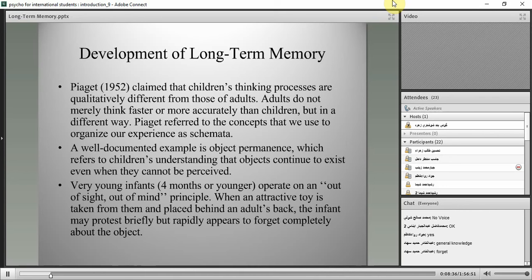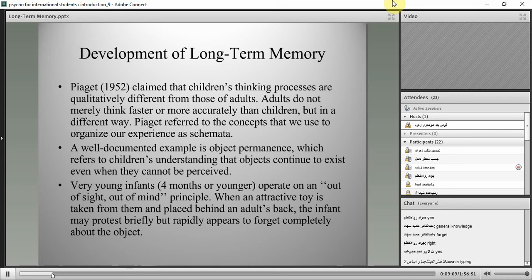So I believe you have experienced this as an adult, right? Especially moms and dads. For example, you show the bunch of your keys, and they want to grasp it. The infants can grasp it, and as you hide it, they may cry for it, but for a very short time, and they forget about it.